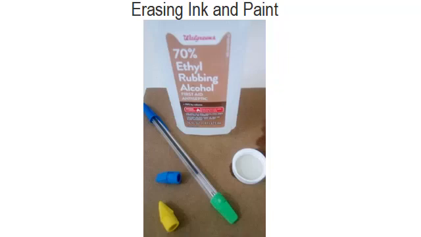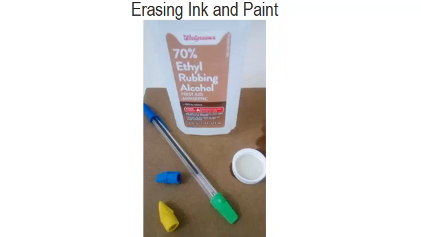The pencil erasers that slide onto the end of a pencil or pen enable you to efficiently erase small mistakes. Pour some alcohol into the bottle's cap and dip the eraser into the cap. This greatly increases an eraser's ability to remove both ink and paint.